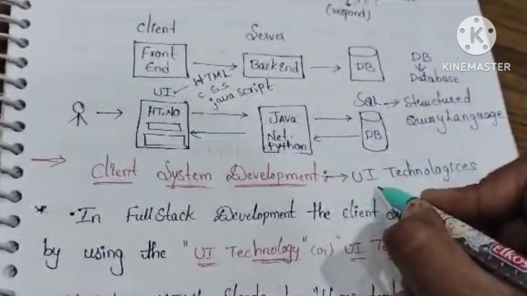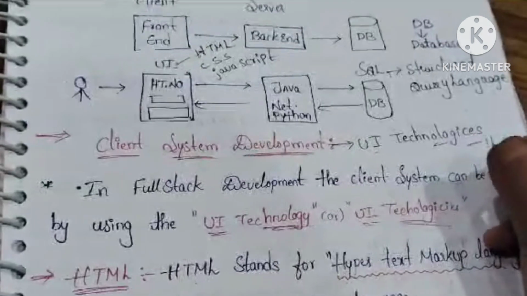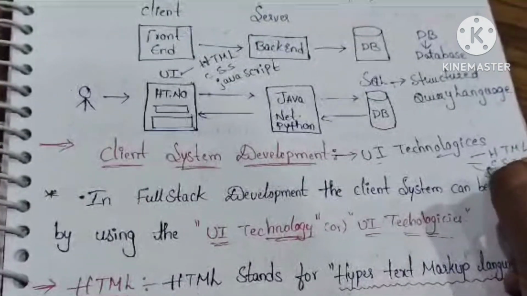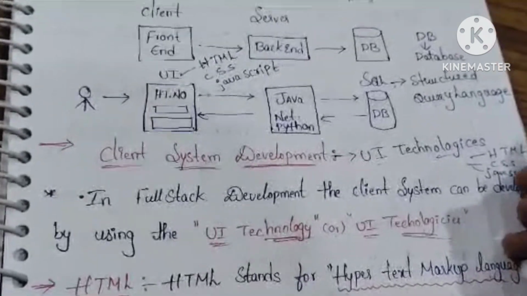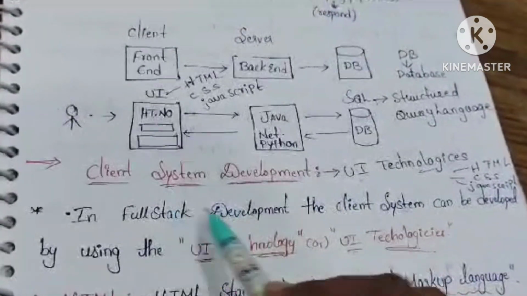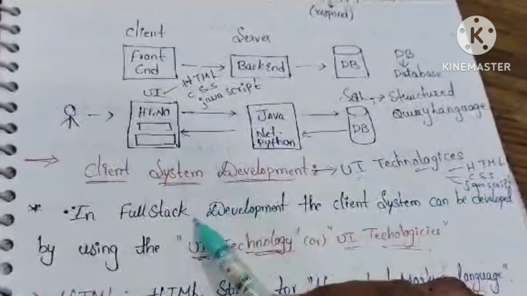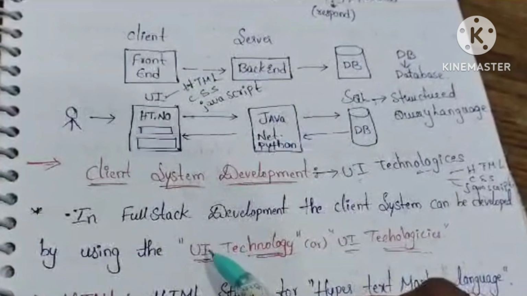So the client system is developed by the UI technologies. What are the UI technologies? HTML, CSS, JavaScript. These are all UI technologies. The client system is developed using these UI technologies. Which client system? Full stack development. The client system can be developed by using the UI technologies.